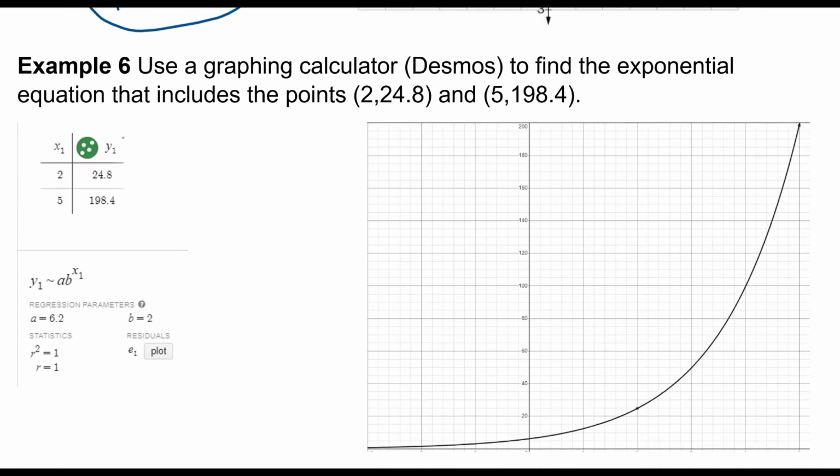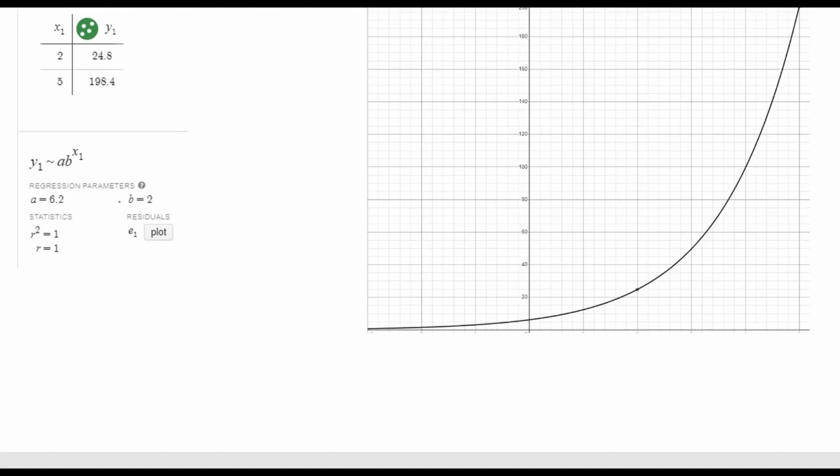And she's using a graphing calculator, and I use Desmos to find the exponential equation that includes the 2 points. So I went and put the 2 points in, 2, 24.8 and 5, 198.4. I had to modify my window to fit. And then I put these points into the Desmos table. I just took screenshots from Desmos here.